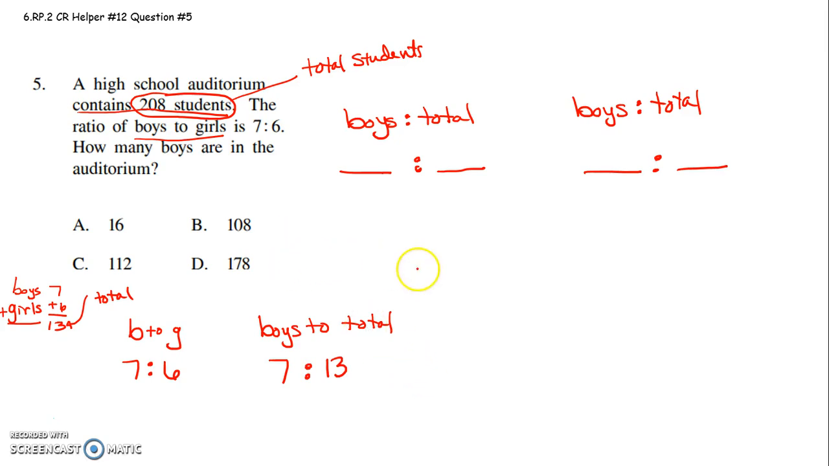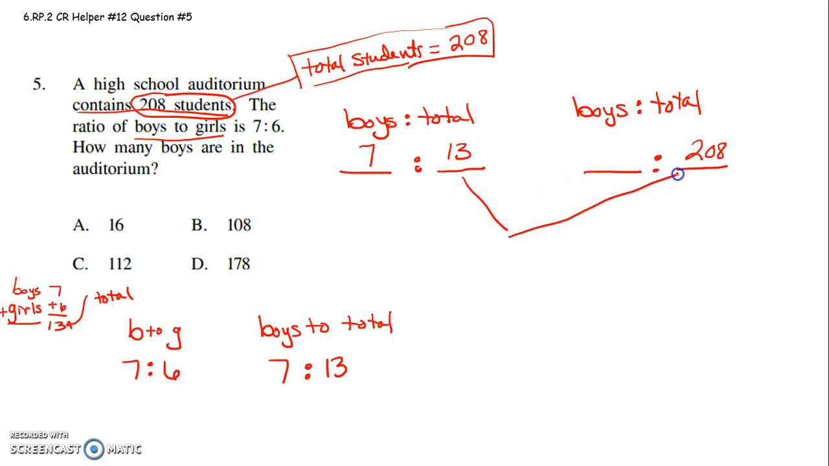Some teachers would have you draw out 7 boxes for boys, then 6 boxes for girls, and then you'd see you had a total of 13 boxes. So boys to total is 7 to 13. Then over here, the 208 students in the auditorium are the total students. So you know your total students are 208. Then you have to figure out 13 times what is 208. That's 208 divided by 13.